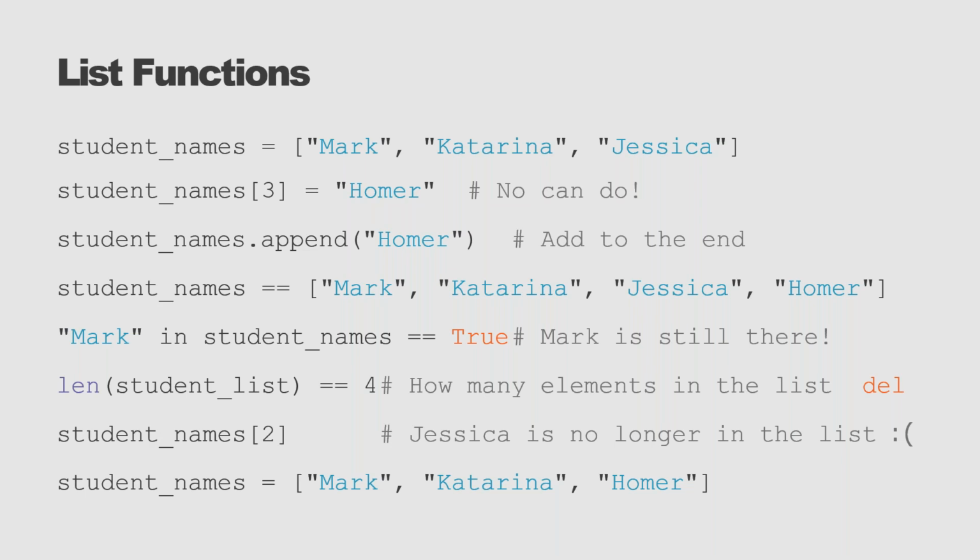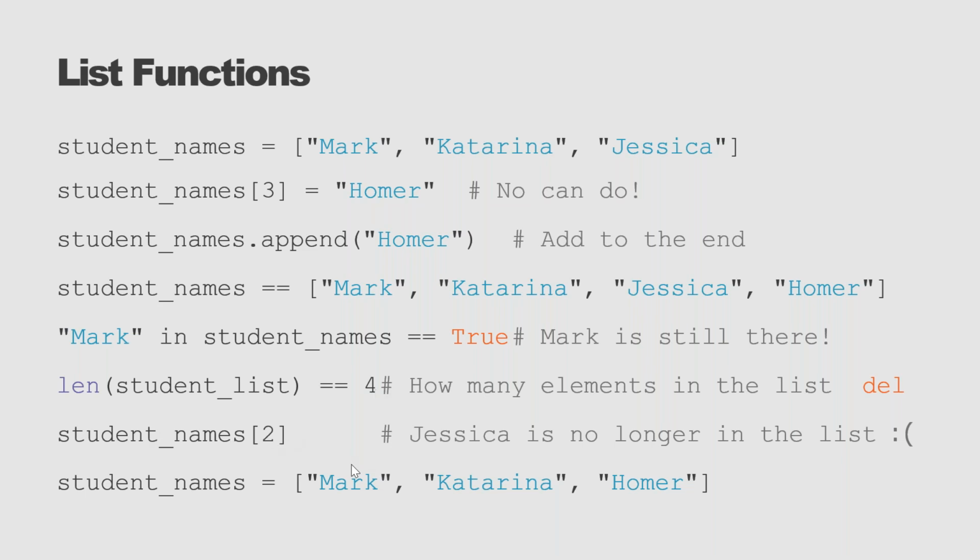This line is a little interesting, to check whether some element is in your list or not. So here you use the in keyword. Student names is the list variable name, and it is equal to True. So Mark in student names will return True. len is a function which takes the list as input, which is the list name, student names, and it will return the number of elements.